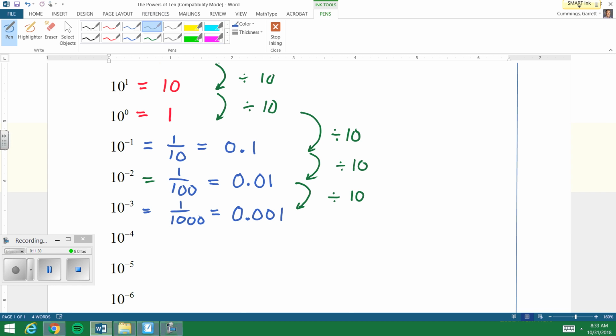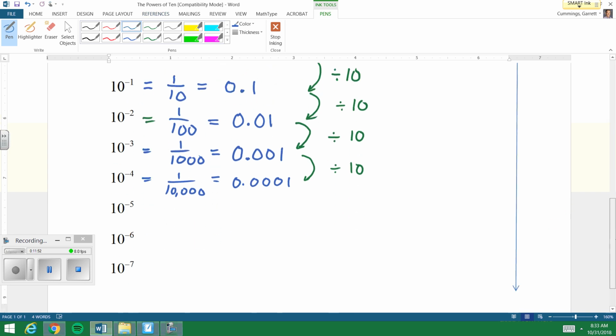Let's divide that by 10. If I divide that by 10, I have the fraction 1 over 10,000, which is 0.0001. Interesting. And hopefully you're picking up what I'm throwing down by now, and you're seeing some pattern here.